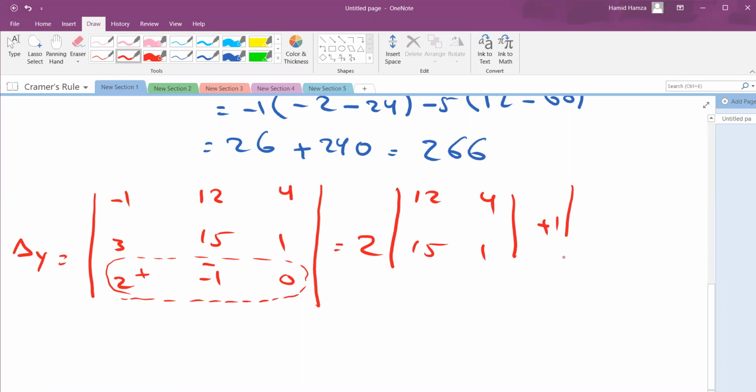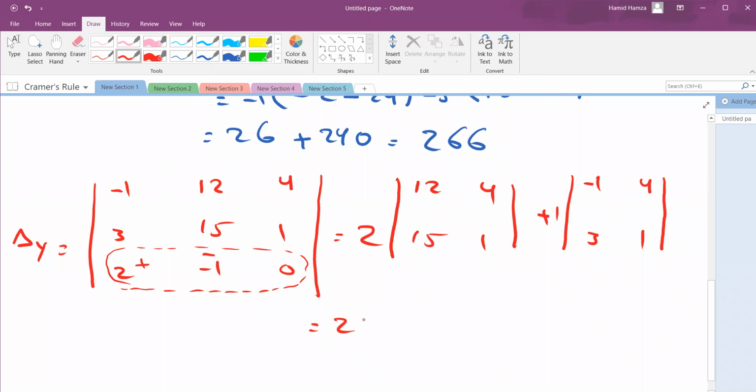Plus 1 multiplied by, eliminate this row and this column, so the remaining will be negative 1, 4, 3, and 1. The last one is 0, so no need to write it, because if you multiply the determinant by 0, the answer will be 0. So it will be 2 multiplied by 12 multiplied by 1, it will be 12, minus 4 by 15, 60, plus 1 multiplied by negative 1 by 1, it will be negative 1, minus 12.